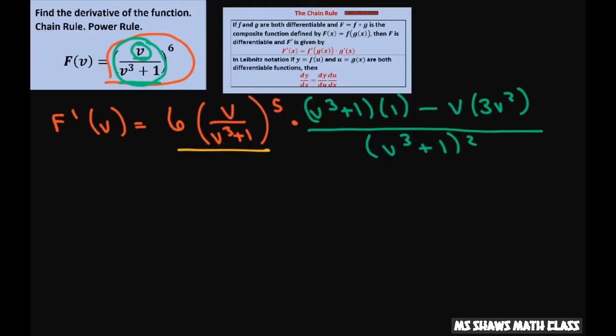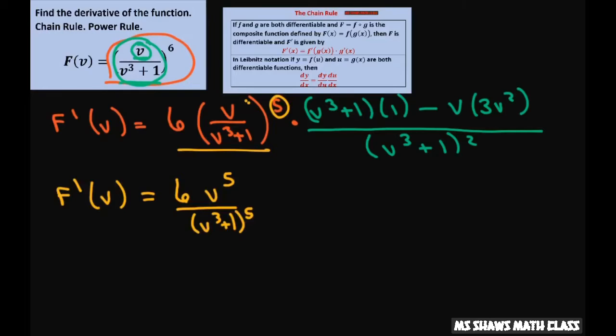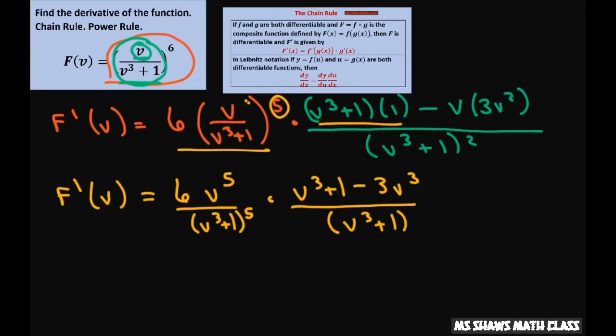Now I'm going to simplify this part a little bit. f prime of v, and I'm going to write this as 6v to the fifth divided by v cubed plus 1 to the fifth. So I just put this 5 inside here with those. All right. Now this part is just going to be v cubed plus 1 minus 3v cubed, divided by v cubed plus 1 squared.